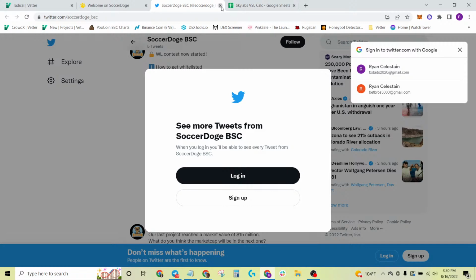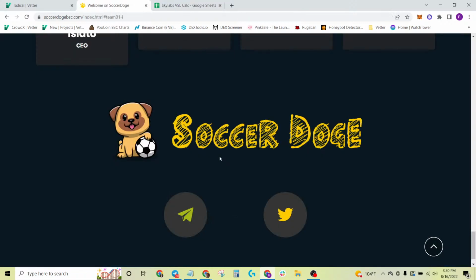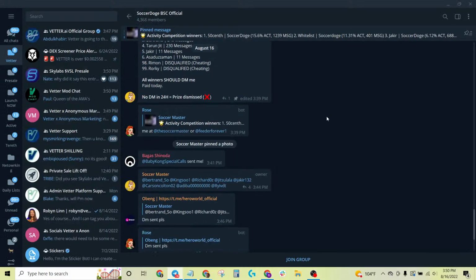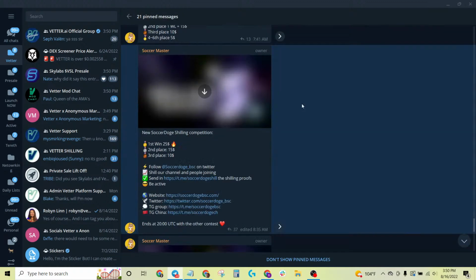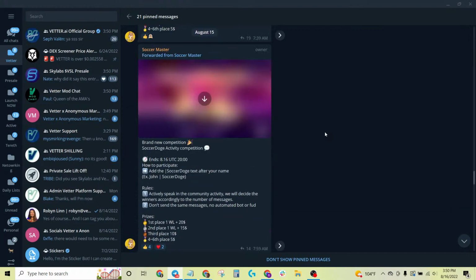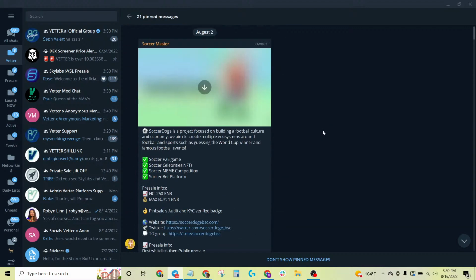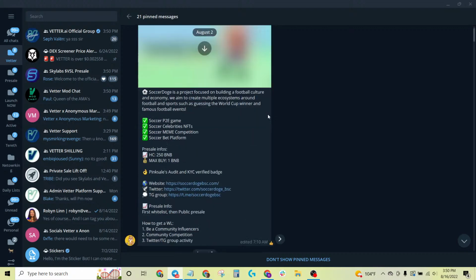Okay, so let's go over to Telegram. All right, so we have 4,300 members. I checked the member count, and the next thing I want to check is the pinned messages. We have 21 pinned messages. What I'm looking for is how active they are and whether they're communicating with their community. Today is August 16th. The first pinned message is August 2nd.